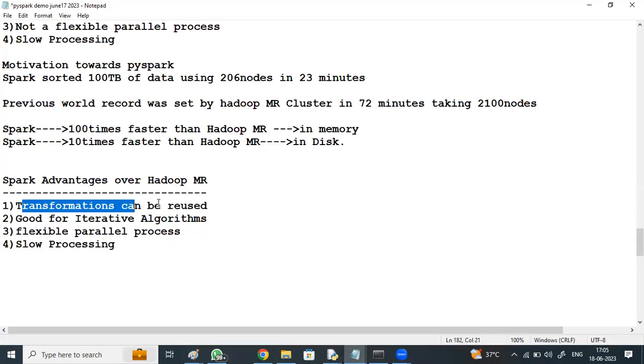Transformations can be reused. That is the major advantage in Spark. That persistence feature is there, and the in-memory computation feature is there. Because of in-memory computation, it is 100 times faster than Hadoop.